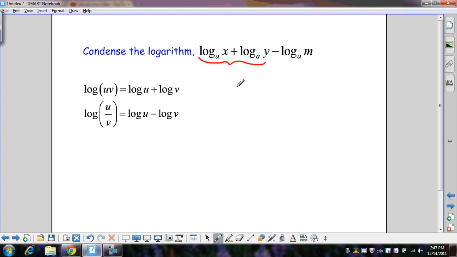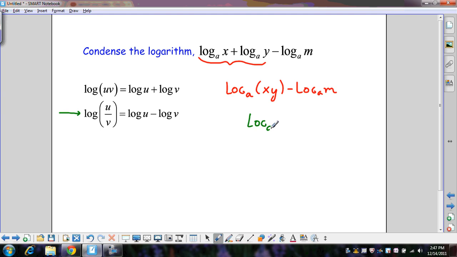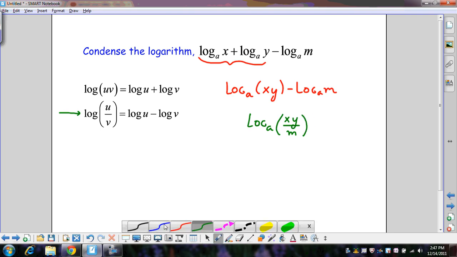I'm going to take these two, log base a of x and log base a of y, and I'm going to turn that into log base a of xy. I'm going to leave the other part alone, log base a of m. Now what I'm going to do is I'm going to say, all right, well, these two logs are being subtracted. So when I'm subtracting logs, I'm going to have to use the second property where I'm going to turn it into a quotient when I'm condensing. So what I'm going to end up with is log base a of xy divided by m.